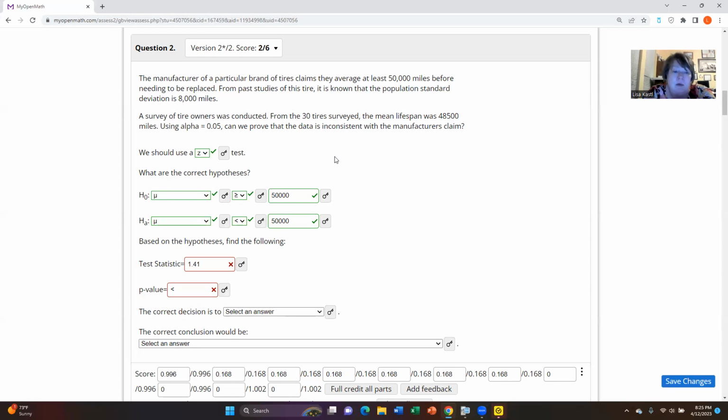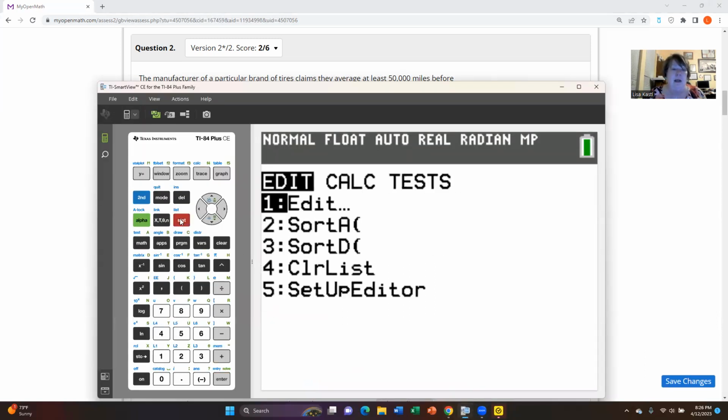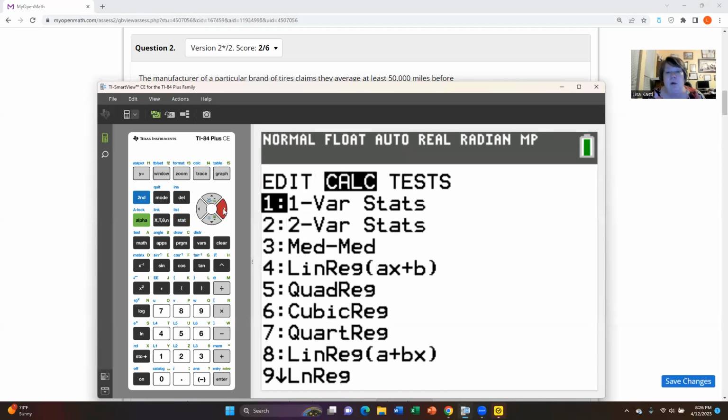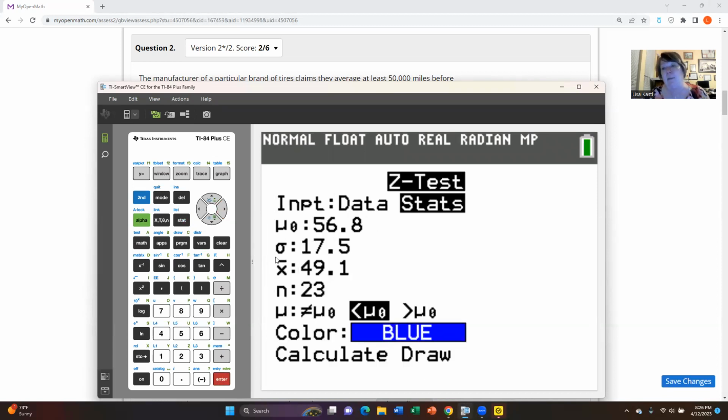All right, so let's calculate the test statistic and the p-value. So we're going to use a z-test. So I'm going to open my calculator back up. I'm going to go back to the statistics menu, over to test, and calculate the z-test again. Okay, and again, I'm inputting the statistics because they gave me the data. If they gave me the raw data, I'd put it in a list and I just let my calculator calculate the mean and standard deviation and all that good stuff for me.